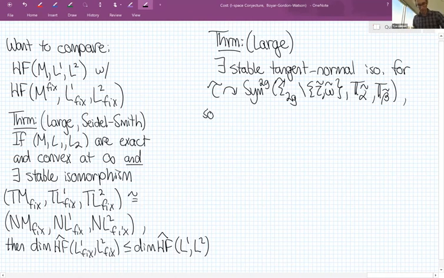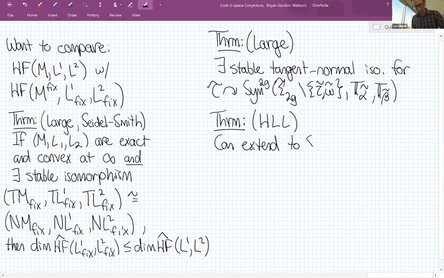And so that gives you some rank inequality between the knot Floer homology of the branched double cover and the knot Floer homology downstairs. And then the main technical theorem, which I won't have any time to discuss because I'm out of time here, is that you can extend this to the relevant symmetric product, the one that we're interested in for computing Heegaard Floer homology, and not just knot Floer homology.